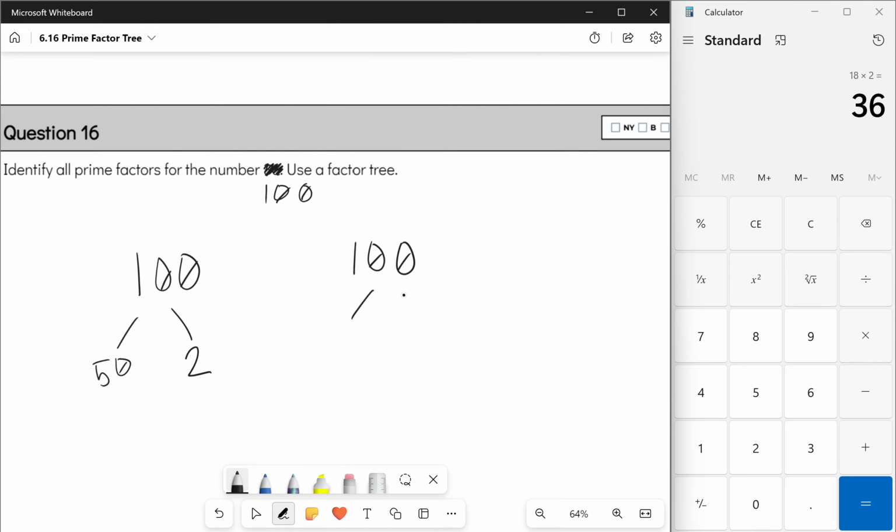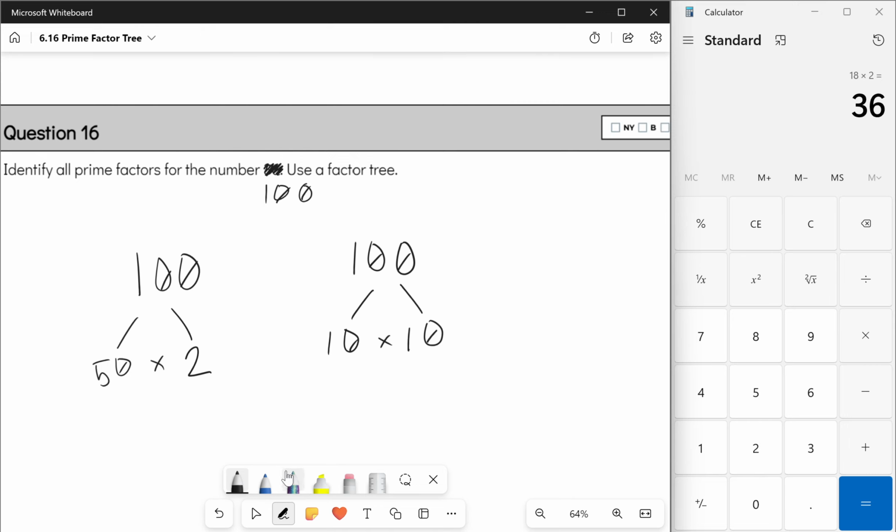As long as we're doing our math right, it doesn't matter as long as we are in fact choosing two numbers that do multiply to 100. So 50 times 2, yes, that gives us 100. So that's true so far. And 10 times 10, yes, absolutely, that does give us 100. So let's break these down even further.